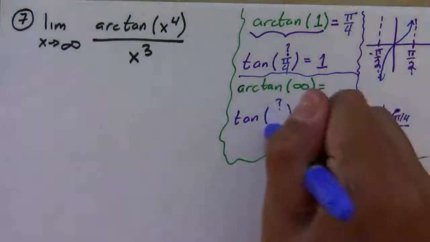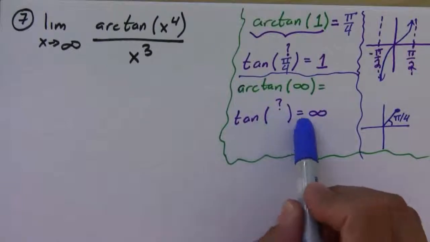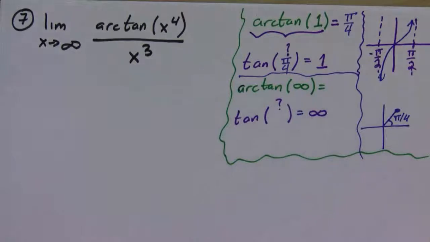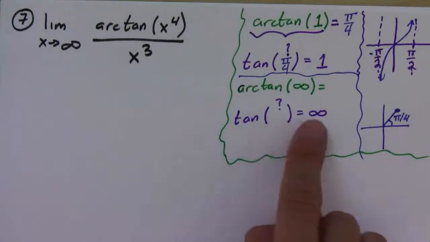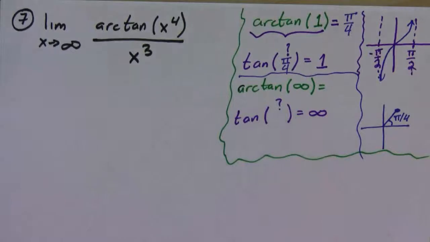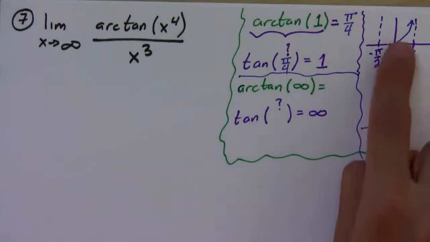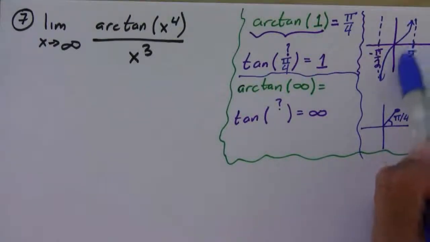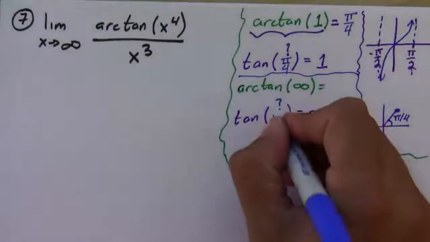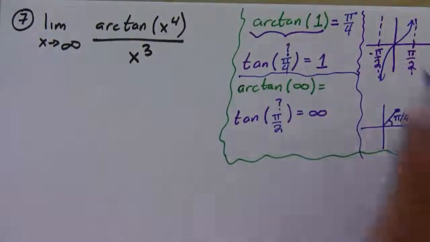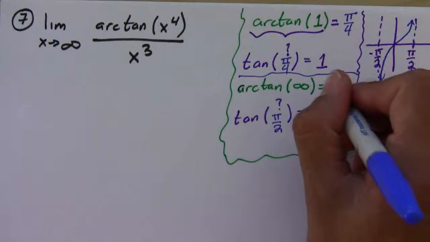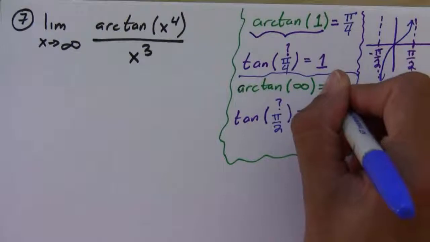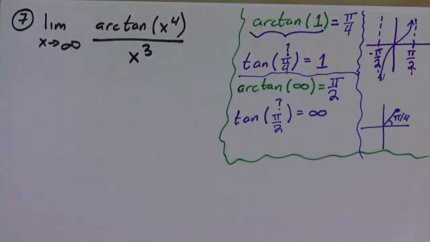So let's go back to this question. It's saying tangent of what angle equals infinity. Well, it doesn't really mean equals infinity. It's saying, for what angle is tangent approaching infinity. Okay, so if we look at our graph, tangent's going up to infinity right here, and that particular angle is pi over 2. And so the answer to this is pi over 2.